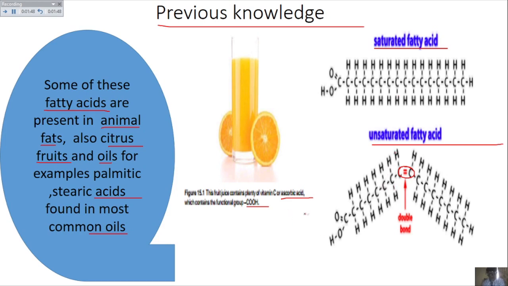All these are present in what we call oils, citrus fruits, and animal fats. Good. Therefore, in the drinks we take, I won't lie to you, we're taking saturated or unsaturated fatty acid.